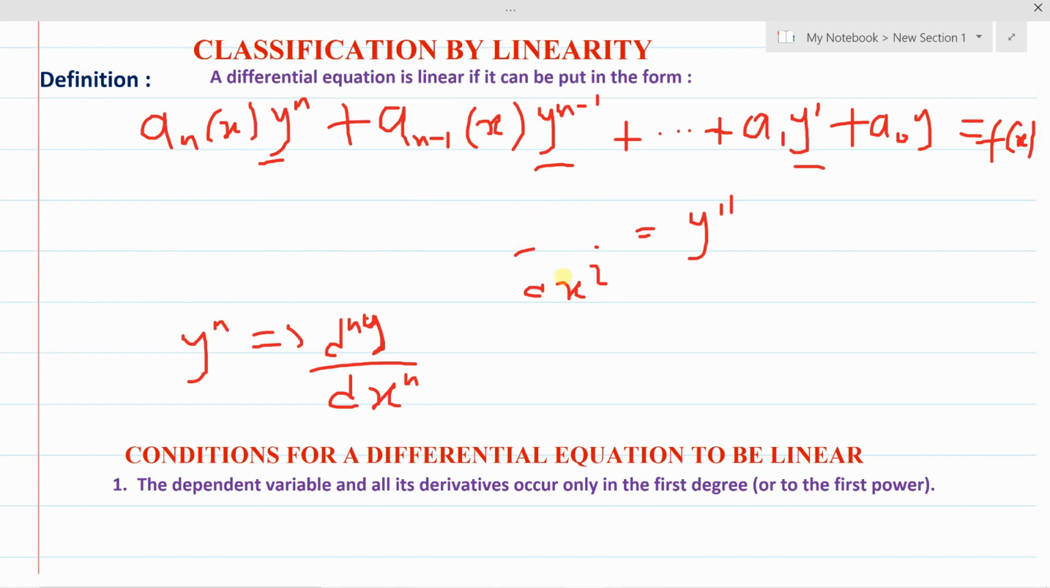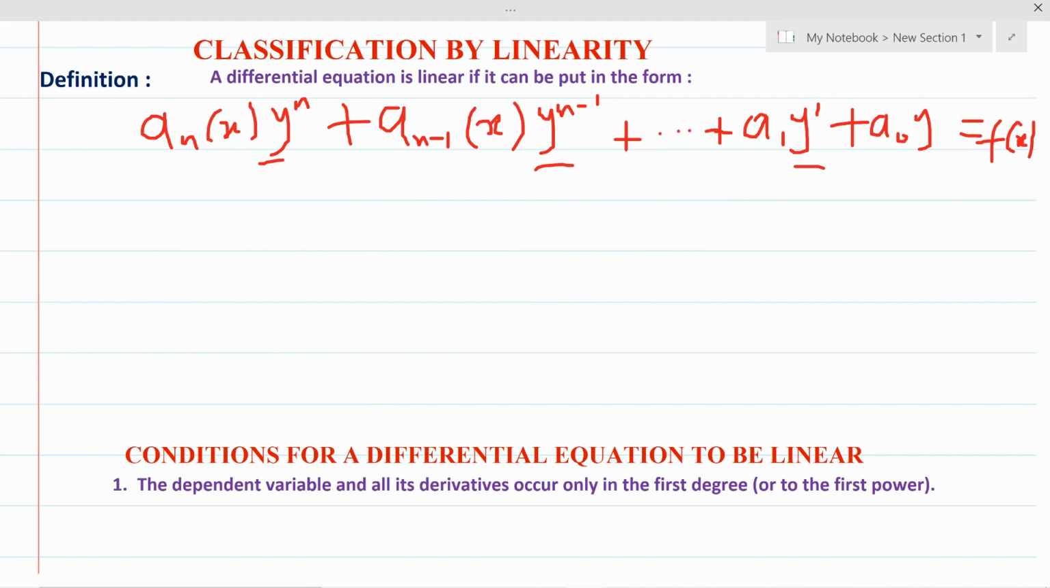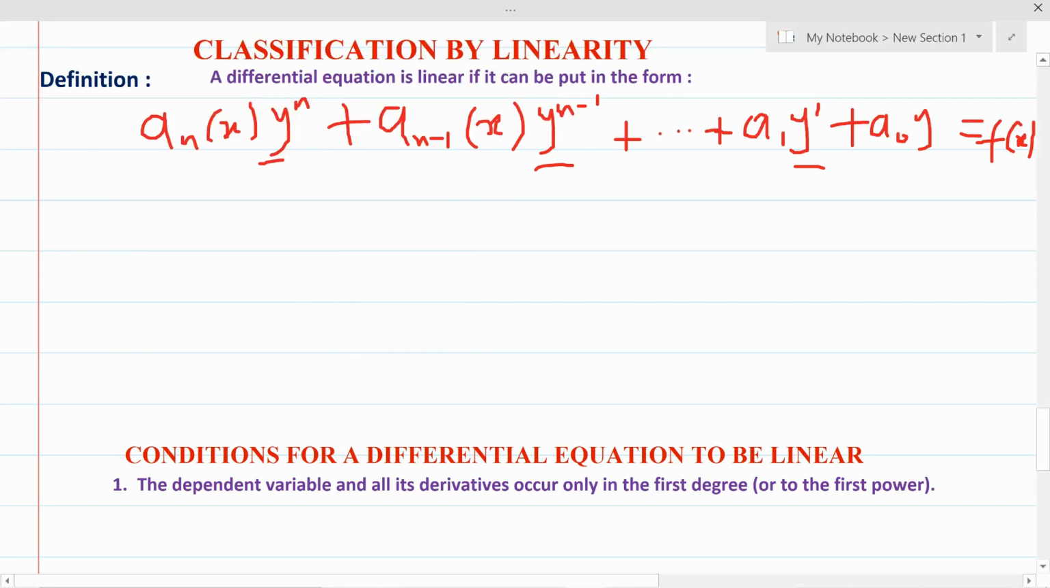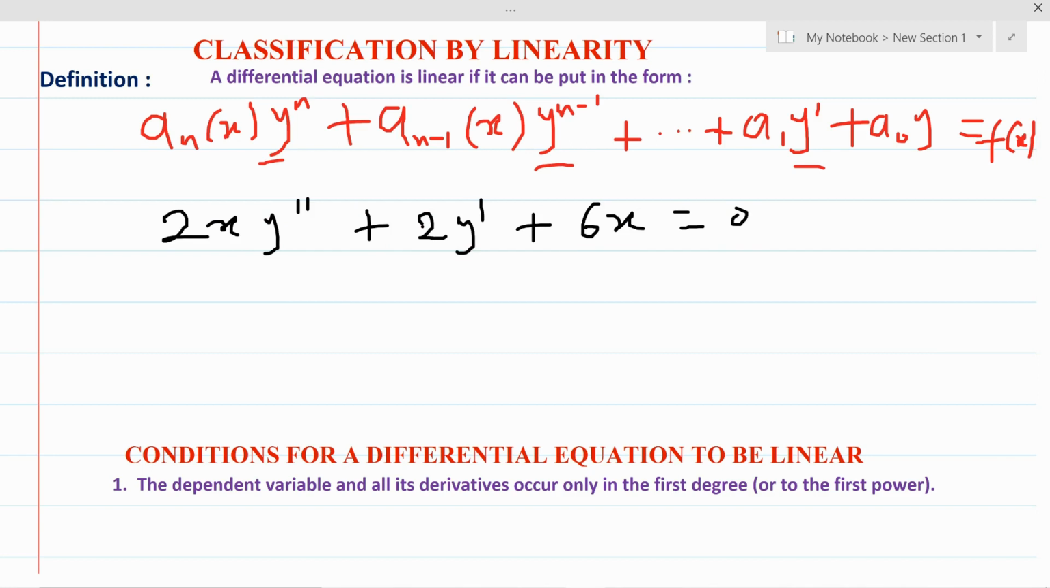Okay, let's look at some examples. If you are given any differential equation, just check whether you can write it as a summation of these terms, and if that is possible, then we have a linear differential equation. An example is 2x y'' + 2y' + 6x = 0. Looking at this, the whole of this is a linear differential equation, in the sense that I can put the whole of this on the other side.